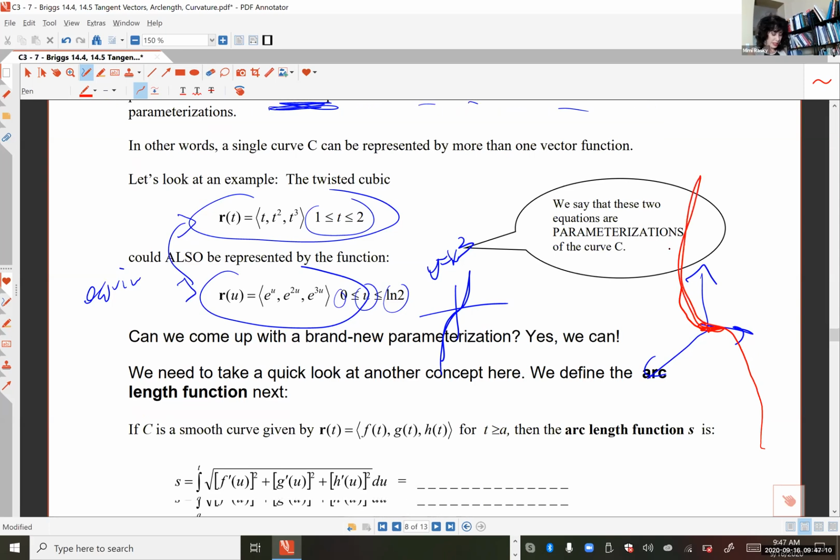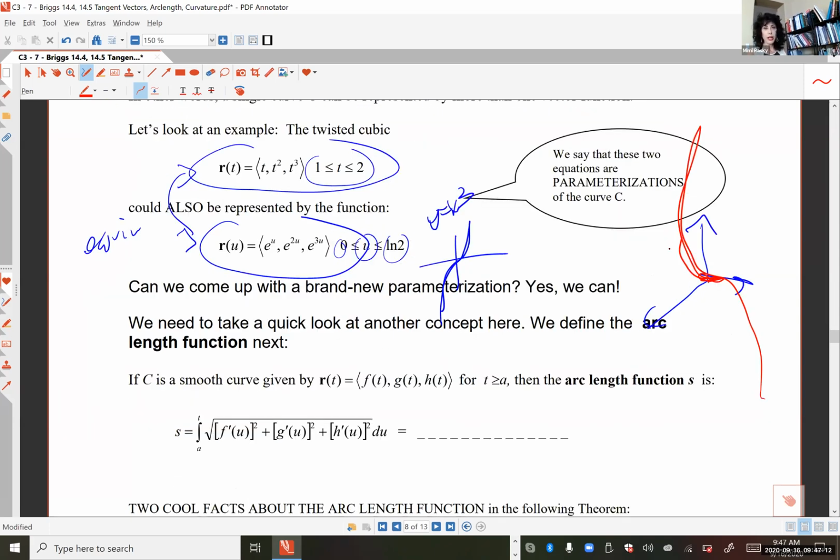Okay, now the idea here is we're going to come up with a brand new way to parameterize. So how do you parameterize to begin with? Well, I discussed that already. My power is not going out. Thanks for the tip. Everybody's an electrician now.